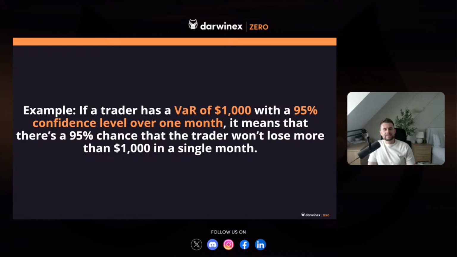If a trader has a value at risk of $1,000, or in this case 6.5%, let's say, that means with a 95% confidence level over 1 month, there's a 95% chance that that trader won't lose more than $1,000 or 6.5% in a single month, meaning that the investor knows their maximum downside in any given month is 6.5% to within a confidence level of 95%.